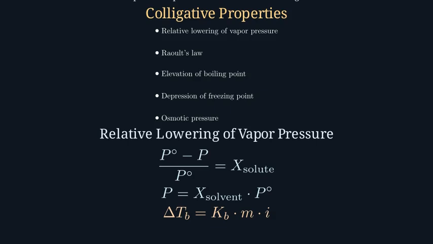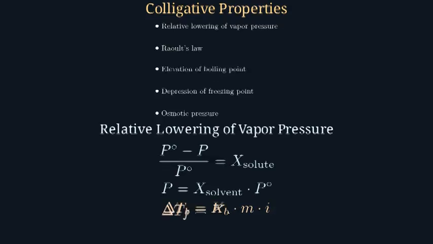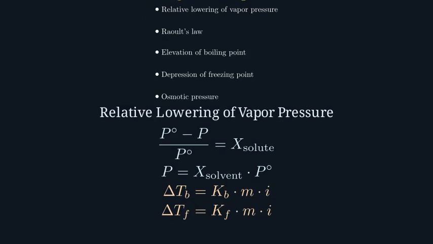Elevation of boiling point uses the equation delta T sub B equals K sub B times molality times Van't Hoff factor. Depression of freezing point uses delta T sub F equals K sub F times molality times Van't Hoff factor, showing that the magnitude of temperature change depends on how many particles the solute splits into.